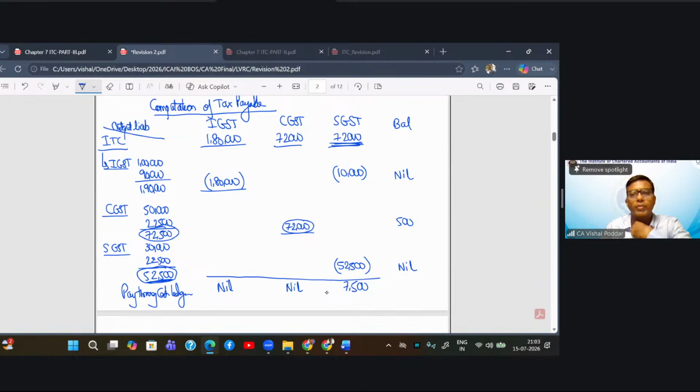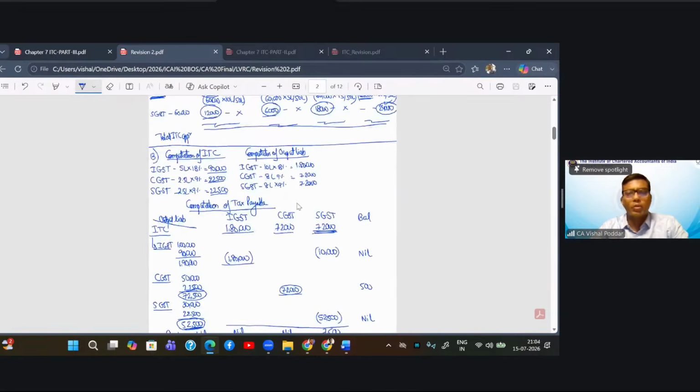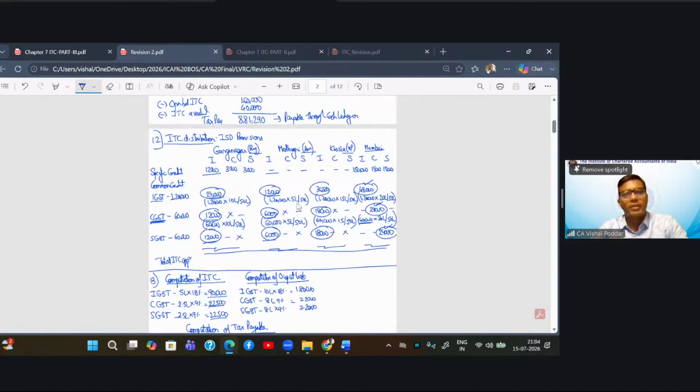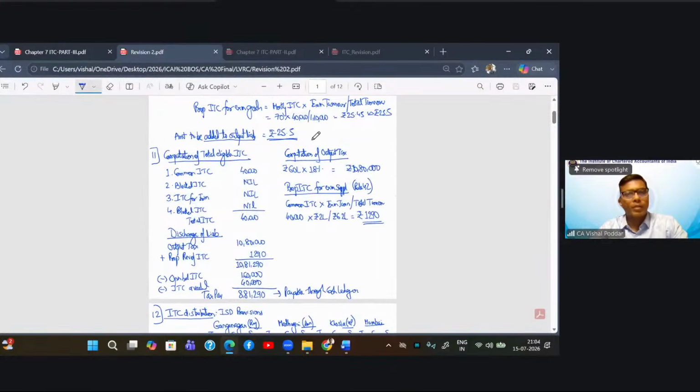So this is how you can utilize your ITC in the best possible manner and minimize your output liability. So students, I'm sure after so many sums, now you would have understood all different aspects of the ITC chapter, including the theoretical part, the case study part, and all these practical parts. Fine, students. So with this, we conclude today's session.